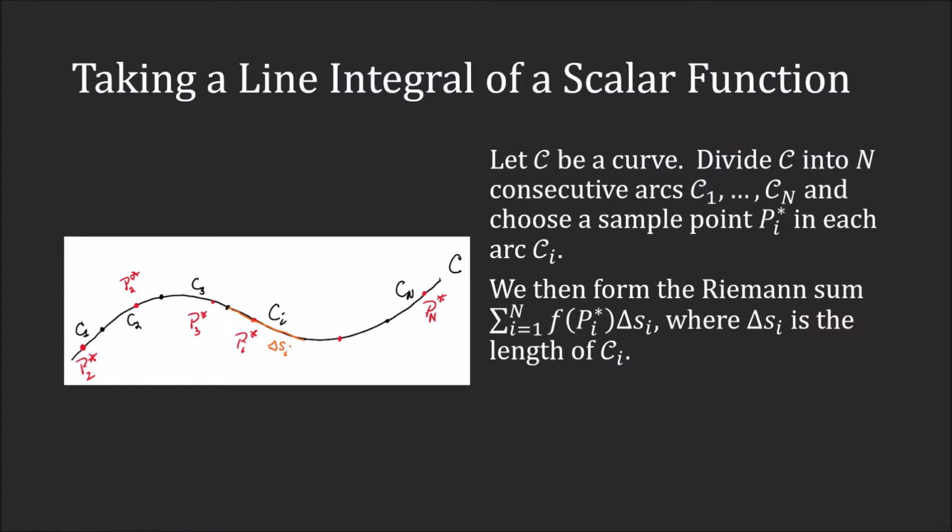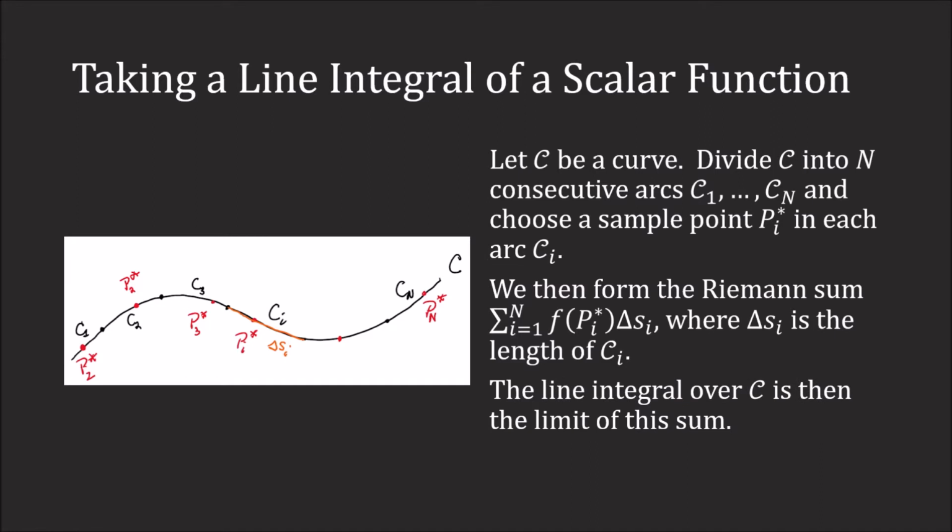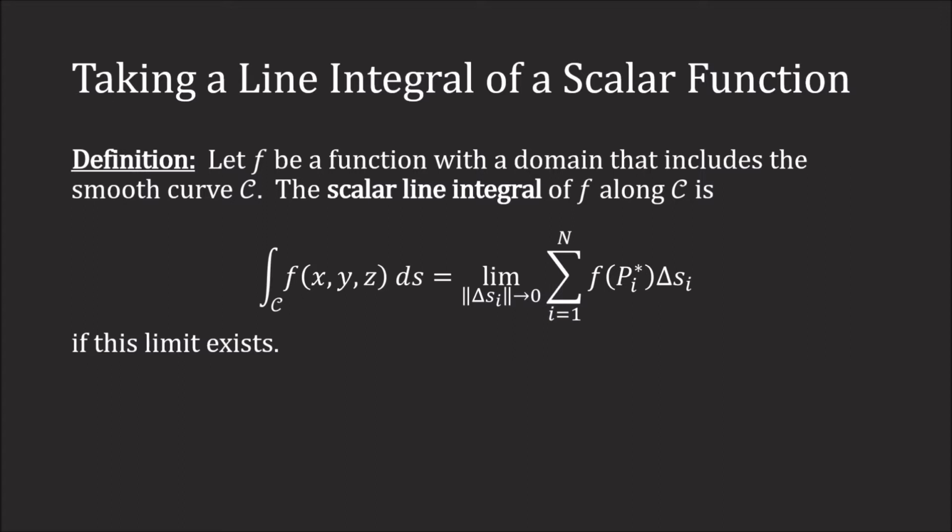Then we form the Riemann sum, the sum from i equals 1 to n of f of P sub i star times delta s sub i, where delta s sub i is the length of the curve C sub i. The line integral over C is then the limit of this sum. Let f be a function with a domain that includes the smooth curve C. The scalar line integral of f along C is defined as this limit and is represented this way: integral along C of f of x, y, z ds, as long as this limit exists.